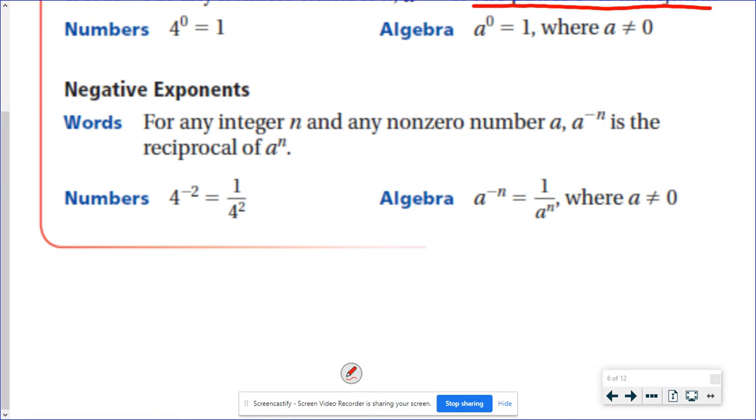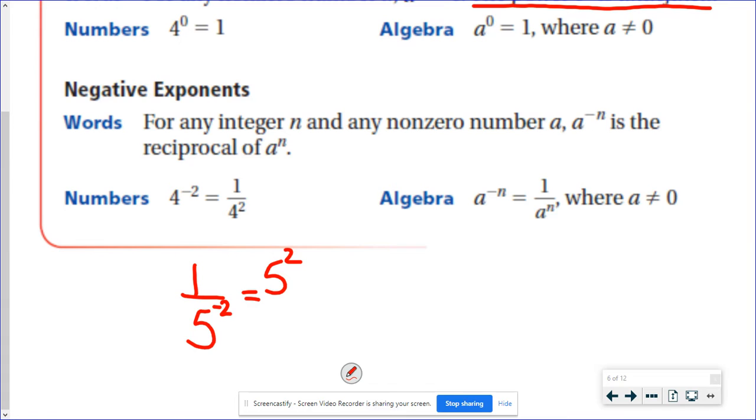If I had, I'm going to pick a different number instead of 4, if I had 1 over 5 to the -2 power, because that's a negative exponent, I would use the reciprocal to get it into a positive exponent. That would be a 5 to the 2nd power, and then be in the numerator now.